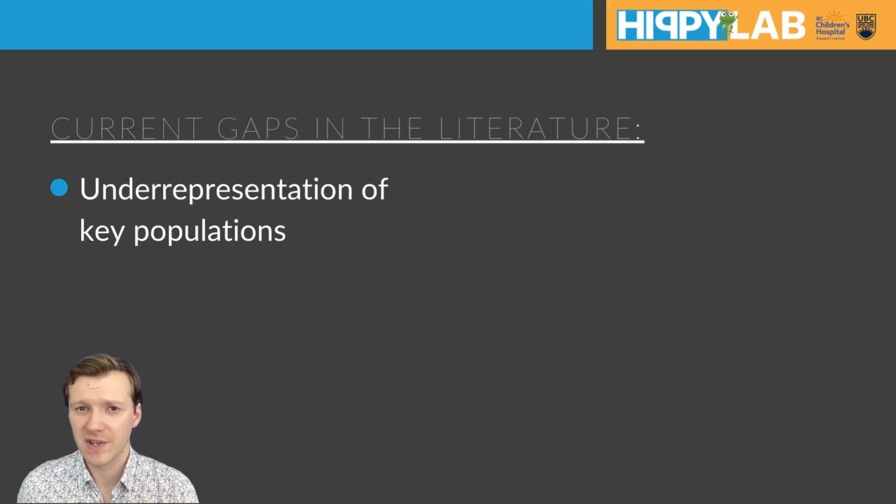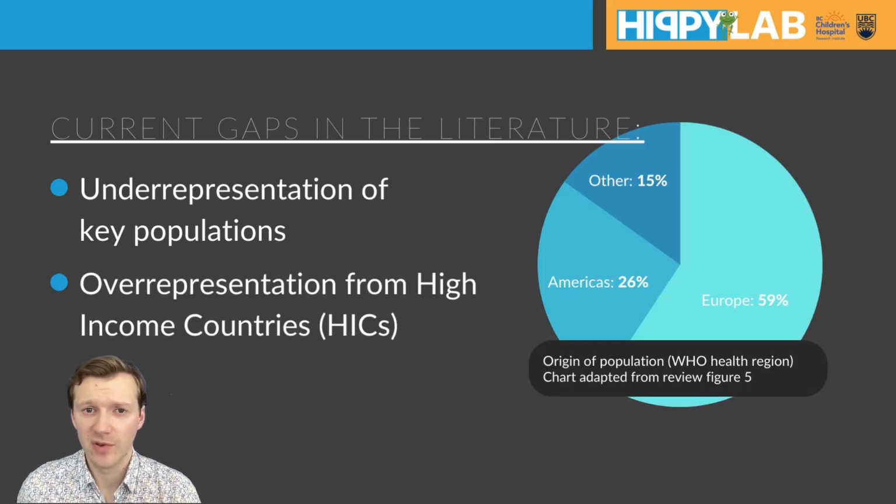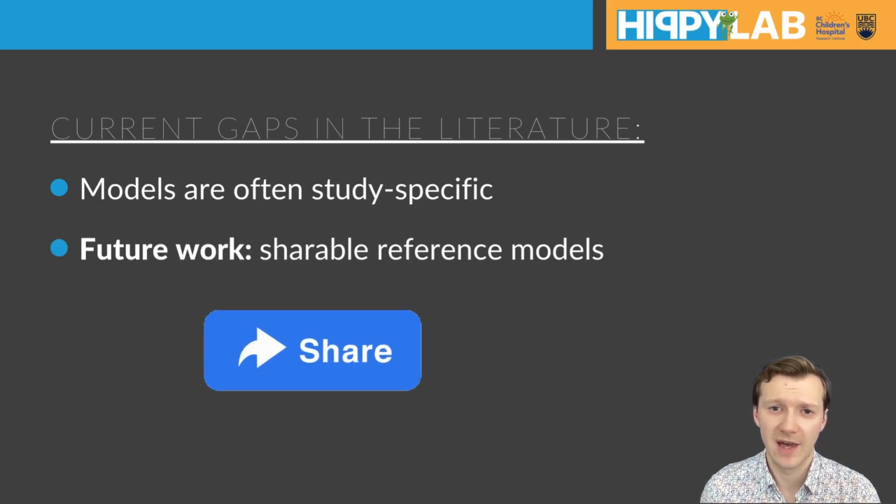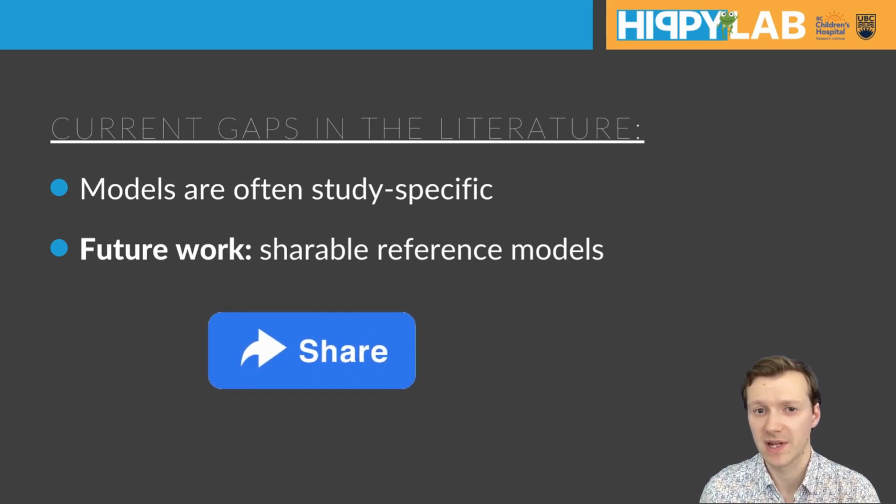In addition, we have also identified some current gaps in the literature. So firstly, an example is that many populations are currently underrepresented in the field. For example, the overwhelming majority of shape models model populations from high-income countries, such as in North America and in Europe. Another gap in the literature is that models are often study-specific and can't easily be applied to other use cases. So we recommend that in future researchers should aim for more shareable reference models that can be applied by researchers in their own studies.